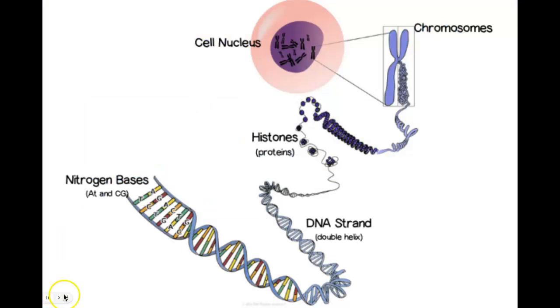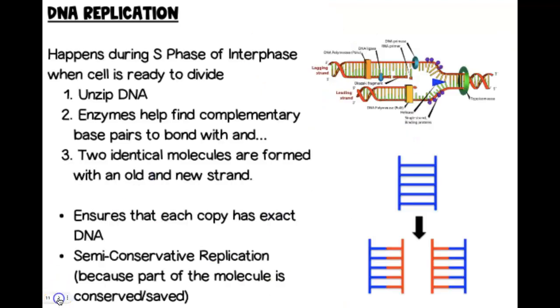So here's another visual you can look at. We have the chromosomes in here. When they unravel outside of the nucleus, you can see that they are wrapped around little histones, which are proteins. And as they unravel even more, you can see the double helix shape, and in between here, you can see the nitrogen bases A, T, and C, and G.